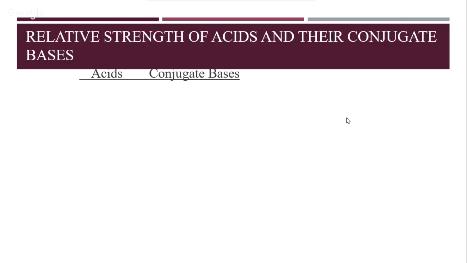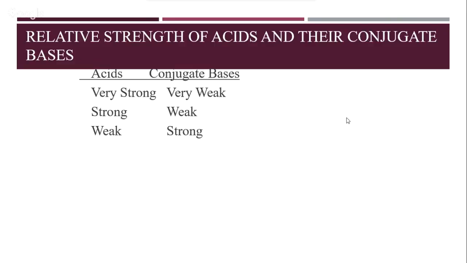Now, if we have to understand the relative strengths of acids and bases, we have to understand the stabilities of their conjugates. Here's a rule that I could come up with. Whenever an acid is very strong, its conjugate base is going to be very weak. When the acid is strong, the conjugate base is weak, so they are inversely proportional. When the acid is weak, the conjugate base is strong, and so on.